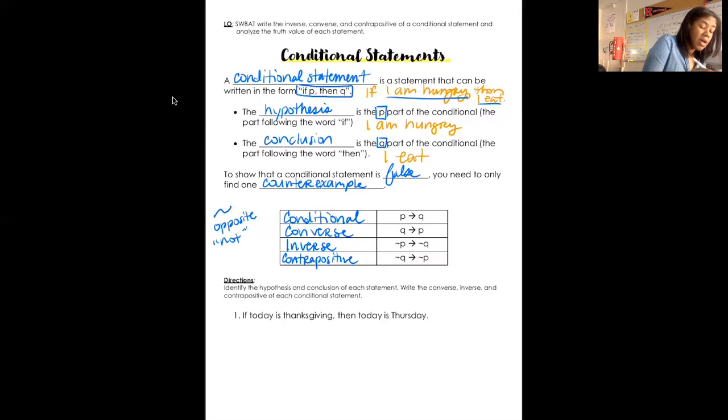So the first statement we're given is if today is Thanksgiving, then today is Thursday. So the hypothesis follows the word if. Today is Thanksgiving. That's our P, that's our hypothesis. Then today is Thursday. That is the conclusion, that's the Q. Okay, so now we're just gonna use these formulas here to come up with the converse, inverse, and contrapositive, okay? This is the conditional that we're given.